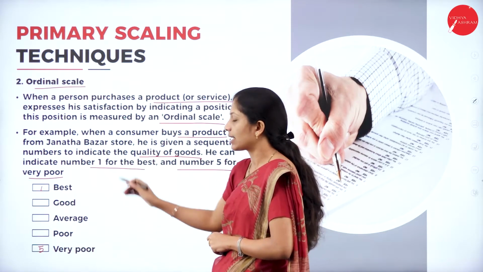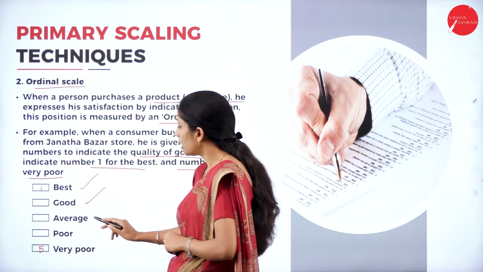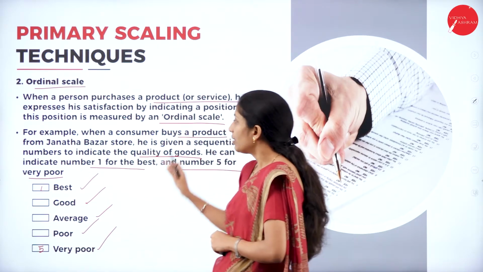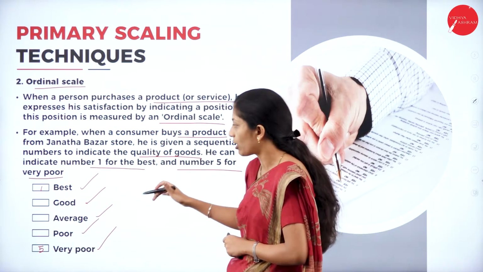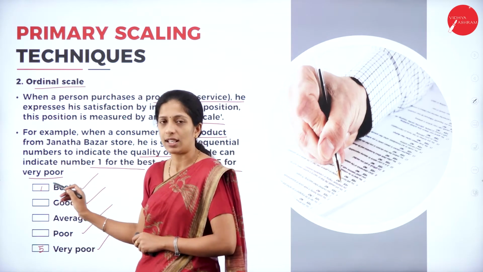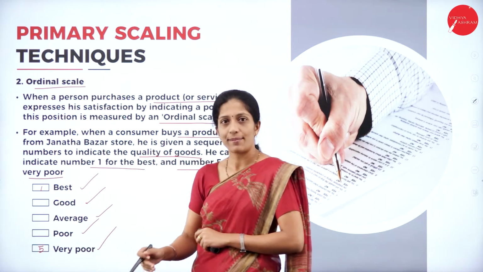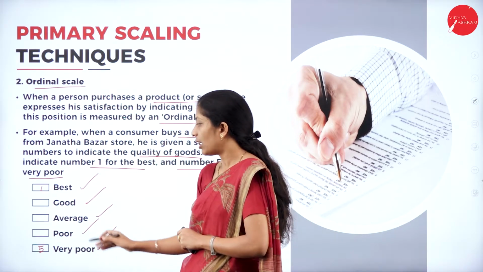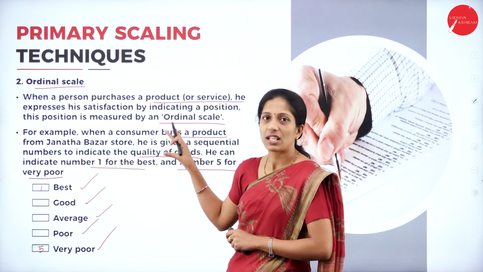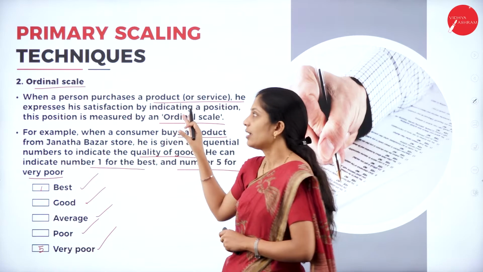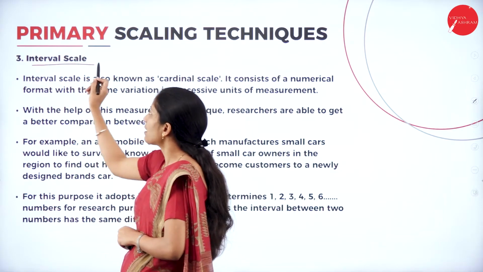And here also you see it is in ascending or descending order: best, good, average, poor, very poor. It depends upon the satisfaction level. Suppose the customer is very satisfied about the product, he will give it 1, in the sense that it is best. If it is 2, good. Next, he can give average as number 3. If it is 4, it is poor. Next 5, very poor. Like that, in order to see the satisfaction level of a respondent, this ordinal scale is being used. Next, the third type is the interval scale.